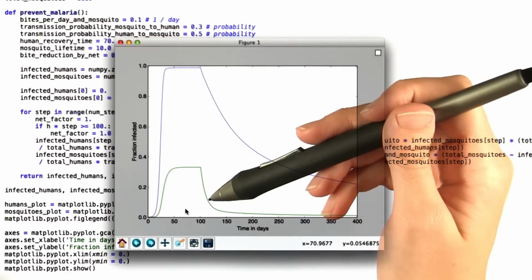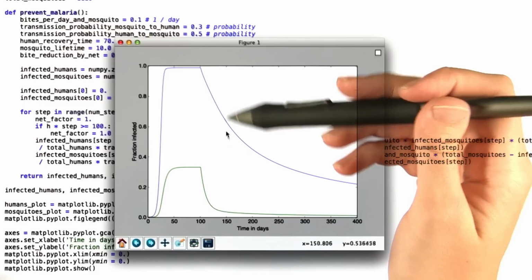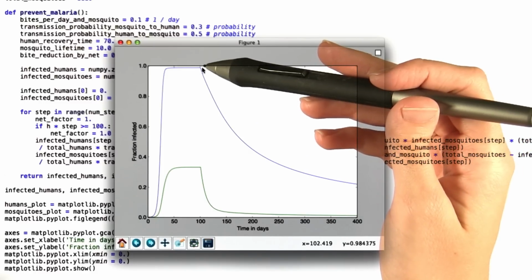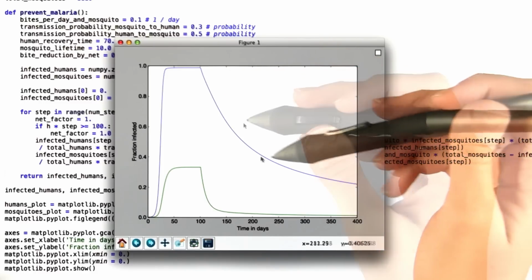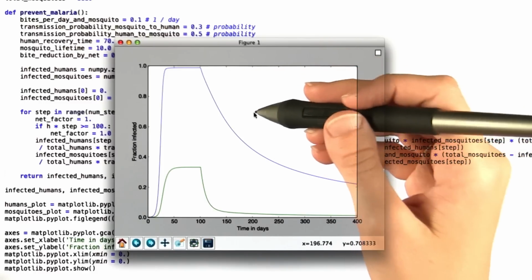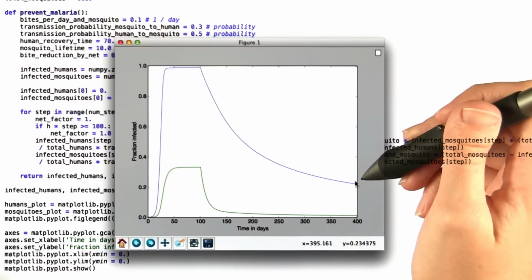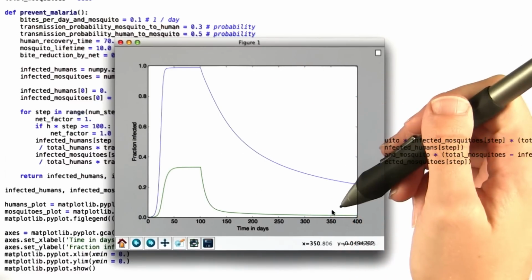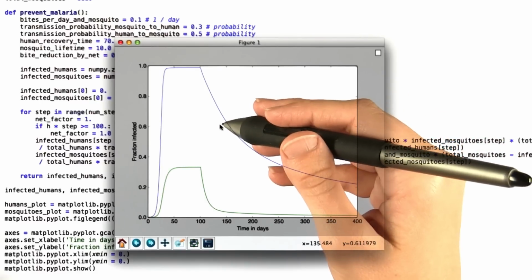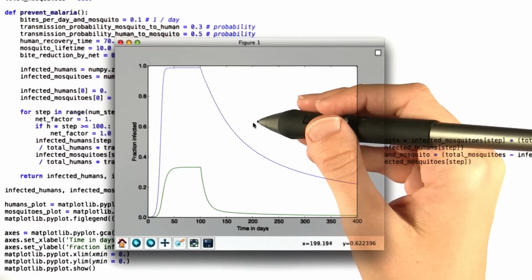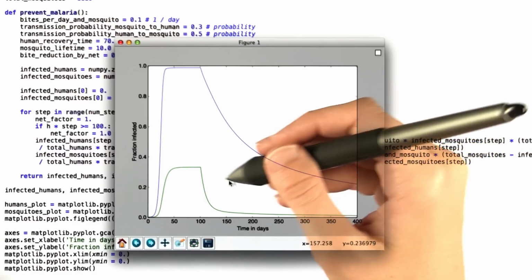However, as soon as 100 days hits and we introduce the mosquito nets, the number of infected in each population starts to decrease sharply. We can see that our mosquito net idea was definitely very effective for helping slow the spread of malaria in the human population, as well as the mosquito population. Great job on all 3 problems in Unit 3. I hope you found this discussion of the SIR model and its variations interesting.